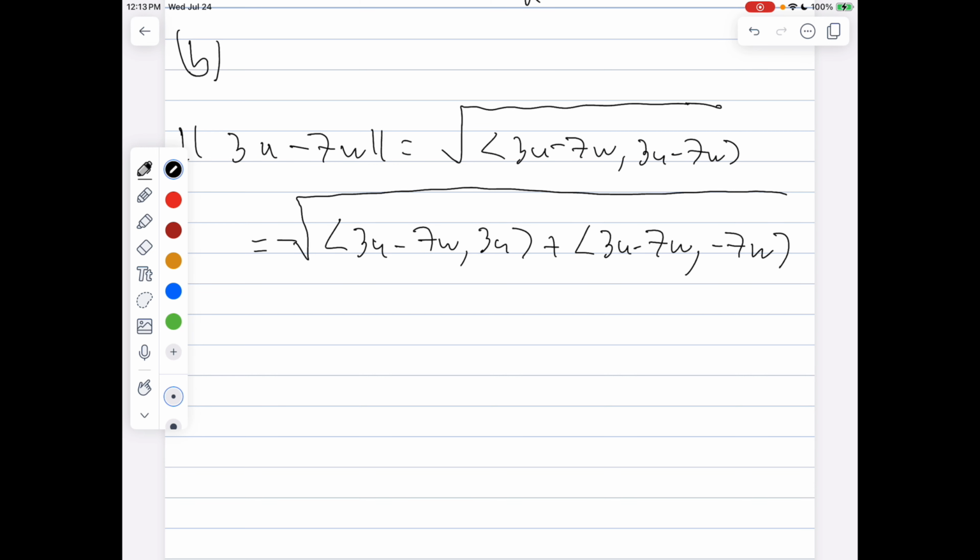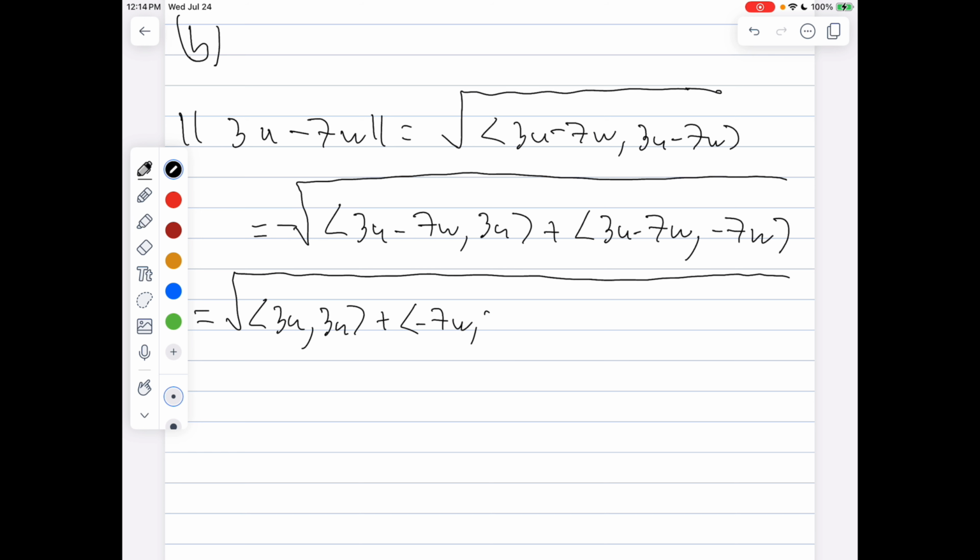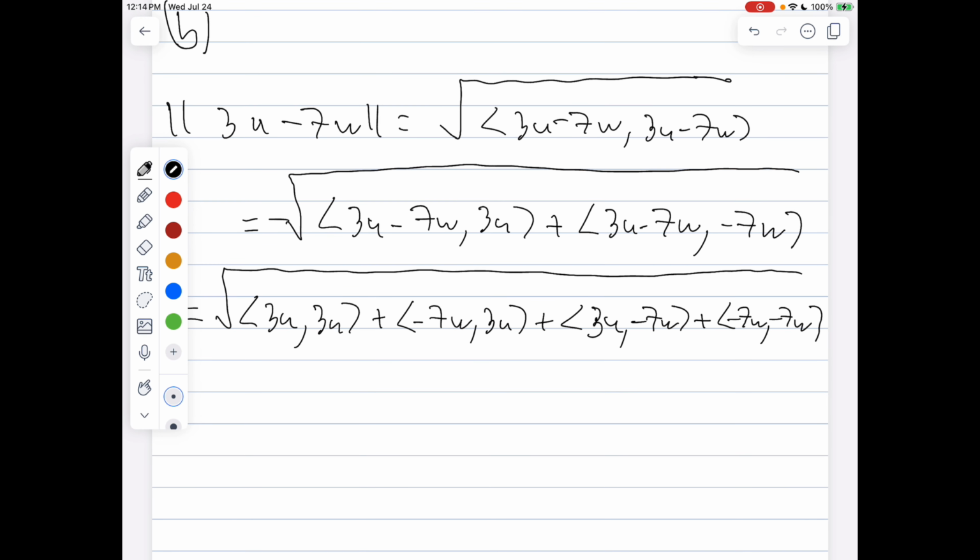And I can further break that down as 3u inner product with 3u, plus negative 7w inner product with 3u, plus 3u inner product with minus 7w, plus minus 7w inner product with minus 7w. Okay. And I'm basically just using the second definition to break this up further.